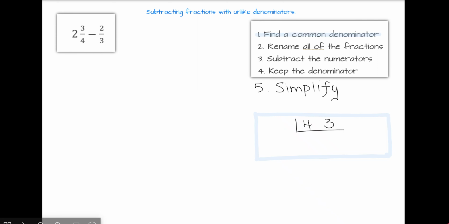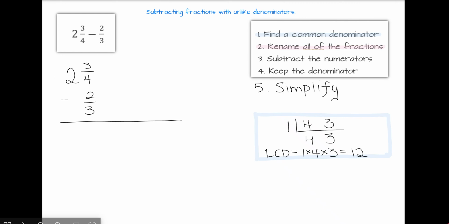Okay, so I've colored step 1 blue. I have gone down here in the blue box to find my common denominator. I put my denominators in the hockey stick. The only thing they have in common is a 1. 1 goes into 4 and I get 4. 1 goes into 3 and I get 3. So your LCD is 1 times 4 times 3, which is 12. Now let's move on to step 2.